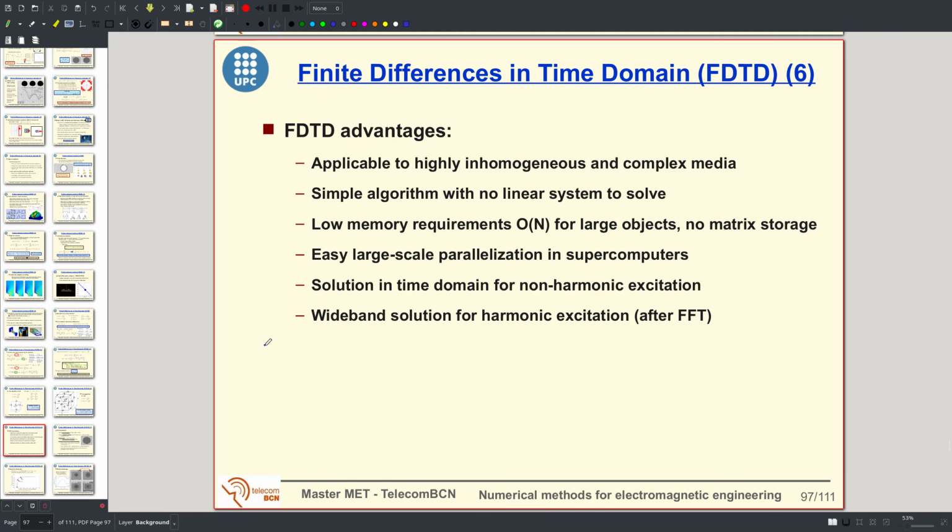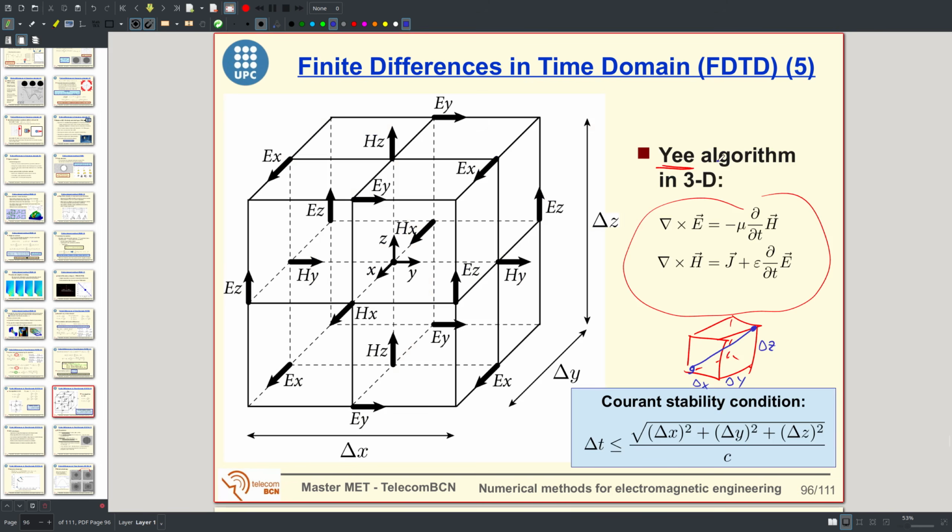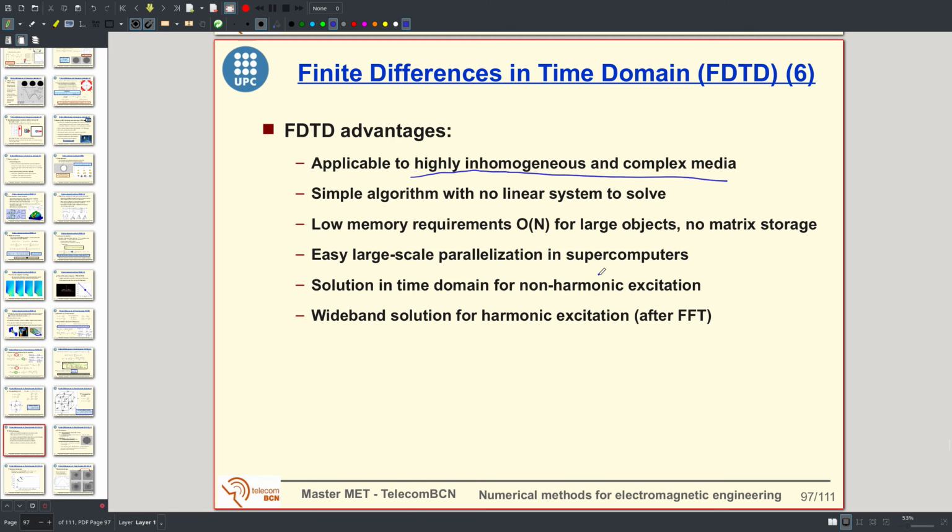This method, finite difference time domain, or FDTD, has a number of advantages, and it's one of the methods mostly used by commercial software. In fact, it's applicable to highly inhomogeneous and complex media, because the only thing that you need is to have a sampling. You have to set cubes like this, but you can easily make a volumetric mesh for a highly inhomogeneous medium with a very large number of unknowns. In fact, the important issue is that if the medium is highly inhomogeneous, it needs a very large number of samples to accurately model the geometry.